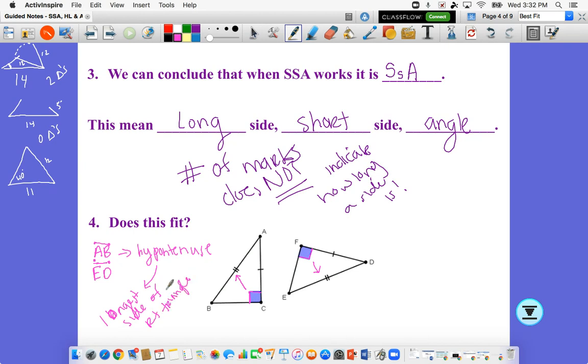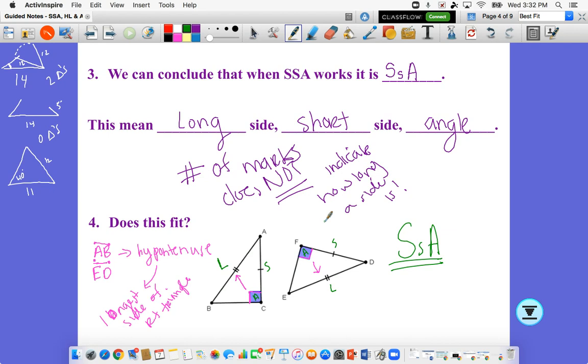So I've got this right triangle. I know this is my longest side. This one's got to be shorter than it. So if I go around this triangle, this is my long side, this is my short side, and this is my angle. This is my long side, this is my short side, this is my angle, right? I have two right angles. So I have long side, short side, angle. So in fact, these two triangles are congruent. This does meet this criteria. And here is an example of, without knowing numbers, how we can figure that out.